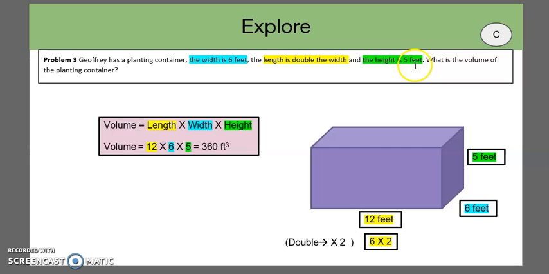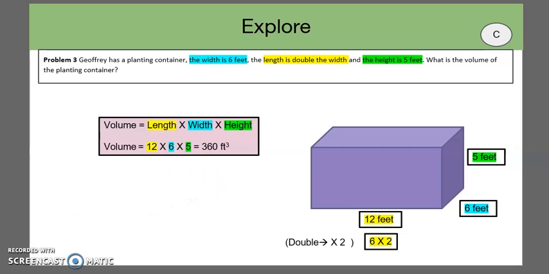The height is 5 feet, so we can label that, and we can plug that information into our volume formula. When we do that, we have 12 times 6 times 3, which gives us 360 feet cubed, or 360 cubic feet. And that would be our answer here.